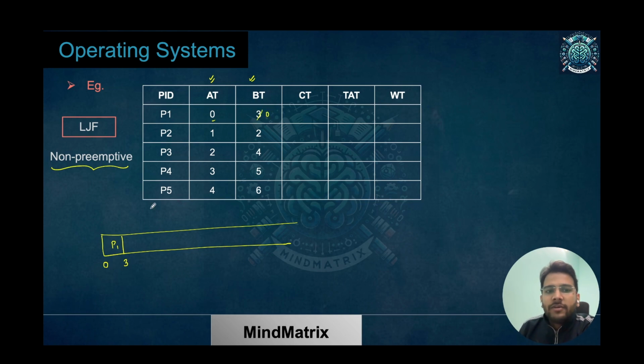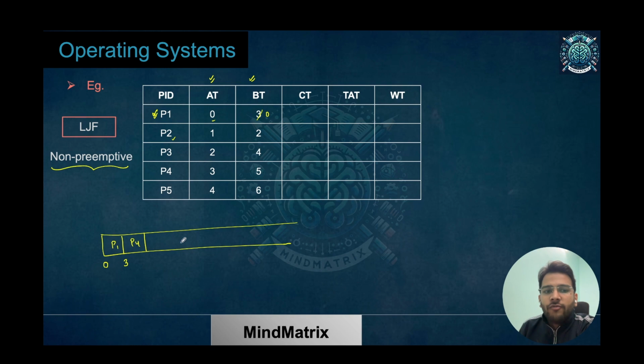Now at 3 units of time, P1 has completed its execution. At 3 units of time, P2 has arrived, P3 has arrived, and P4 has also arrived. Till 3 units of time, these 3 processes are now present in the ready queue. So now we need to compare the burst time. For P2, the burst time is 2, for P3 it is 4, for P4 it is 5. So P4 is having the longest burst time among these 3 processes. So we are going to schedule P4 first.